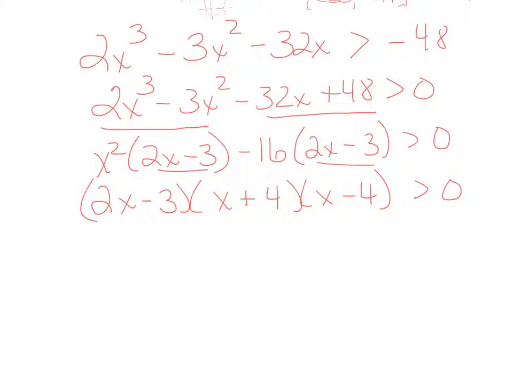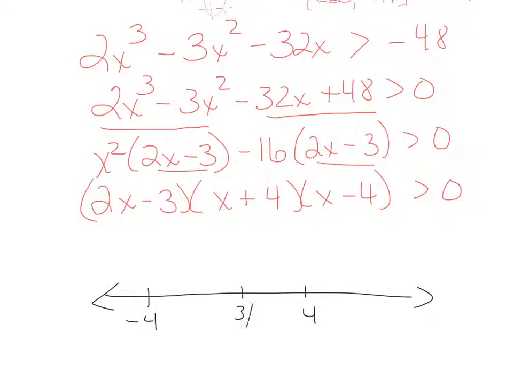All right, so let's do our number line. What are our zeros here? We have -4, we have 4, and we have 3 halves. So if I choose something less than -4, say -5, I'm going to get a negative times a negative times a negative. That's going to be a negative. So this interval's negative. I'm plugging it into this factored form. I don't really care what the value is. I just want to know is it positive or negative.